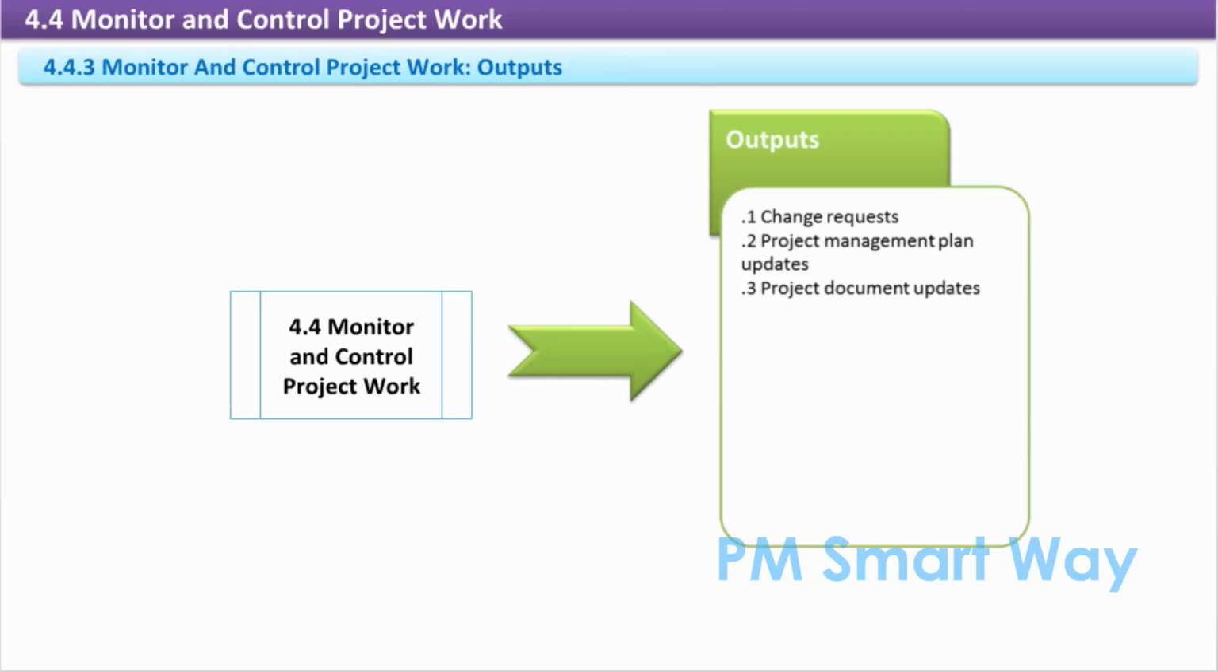Monitor and control project work. Outputs. Change requests. Variances will require requests for corrective actions, preventative actions, or defect repairs. These requests are submitted to the Integrated Change Control process.